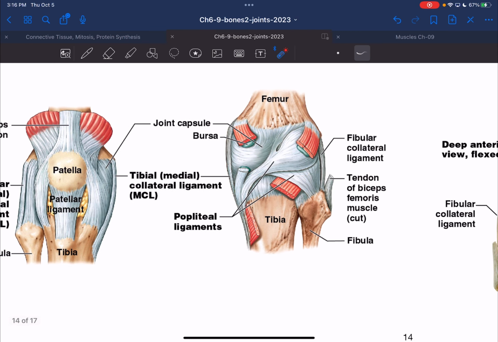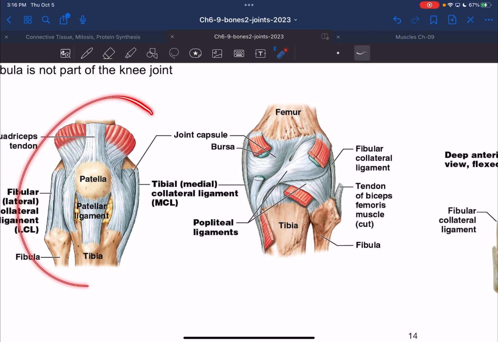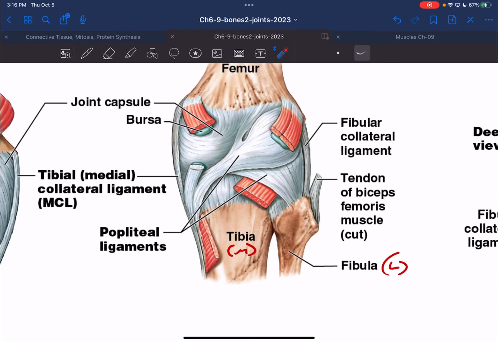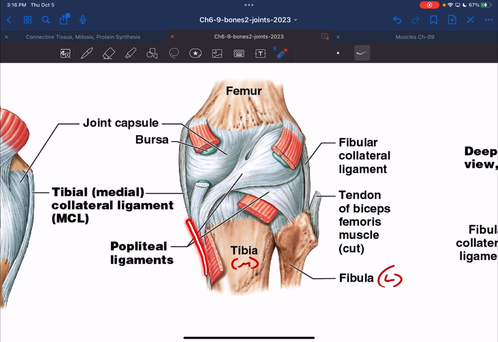Now, where it gets a little tricky is that if we grab the same joint and we flip it around, we can see the posterior portion. Again, let's orient ourselves. The femur bone, the tibia, the fibula. This is lateral. Let's make a note to ourselves today. Lateral. Tibia is going to be medial. And so if you look at these ligaments, you can see they're labeled accordingly, the collateral ones.